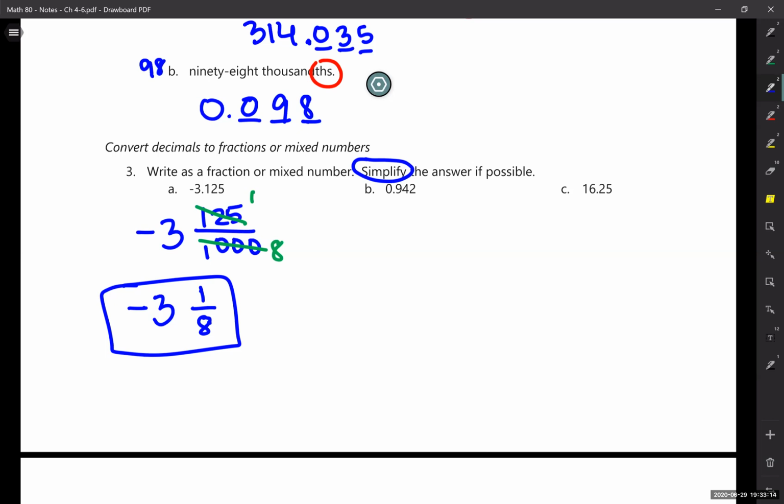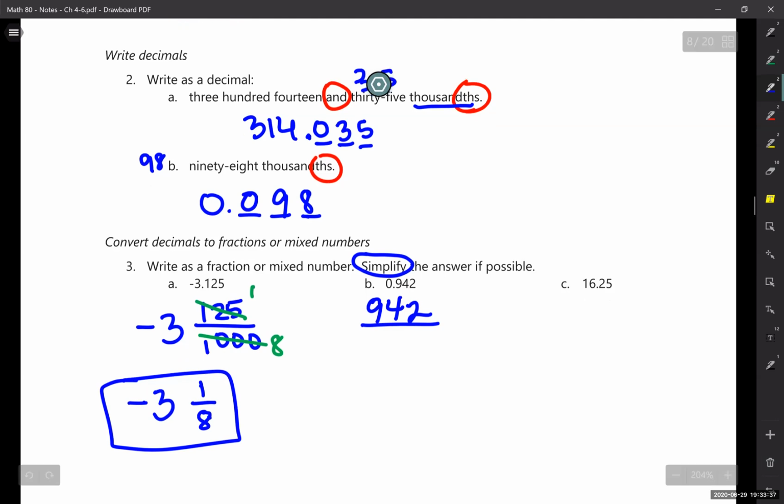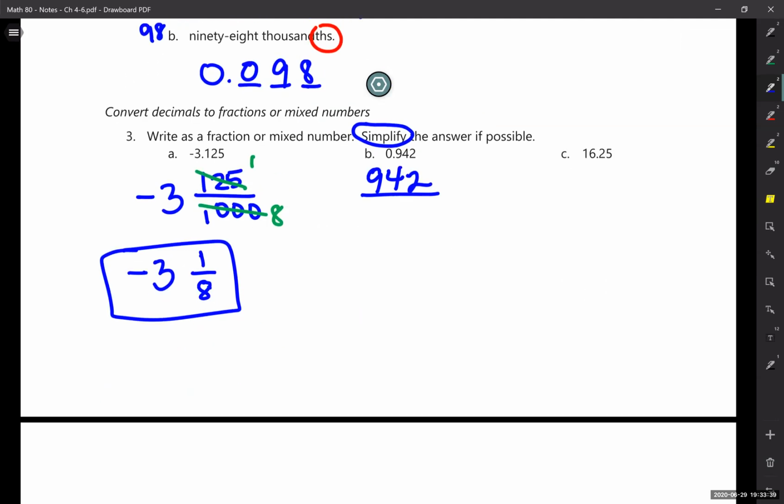Okay, part B, there's no whole part that starts with a 0. So this is only going to be a fraction. I have 942 on top. And then we're probably getting pretty good at this 3 decimal places, because this is the 4th problem in a row that we've had 3 numbers after the decimal. So that is 942 thousandths. So I'll put 1,000 underneath.